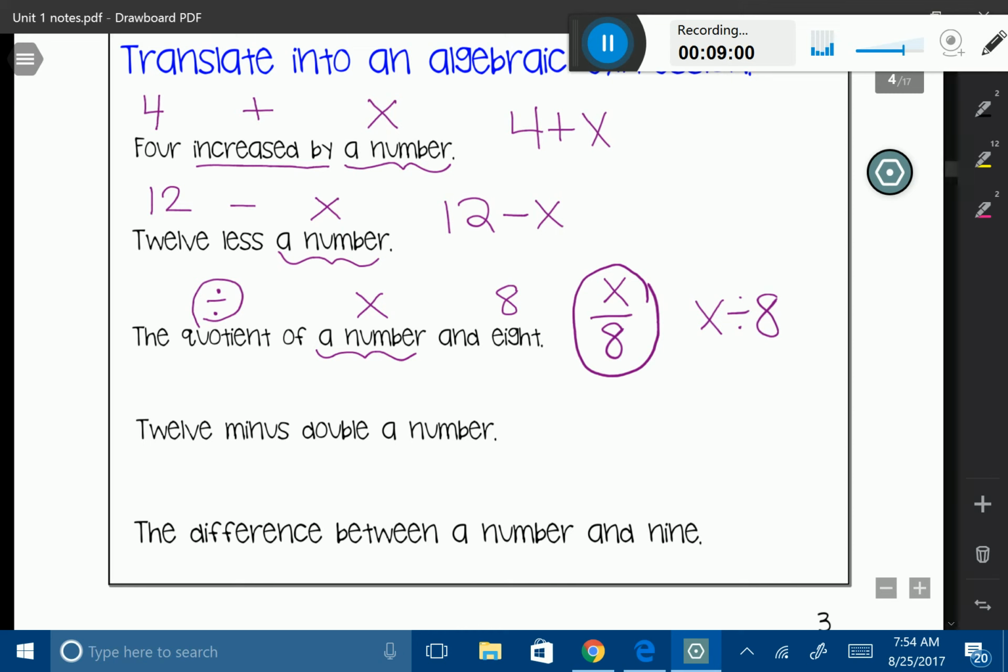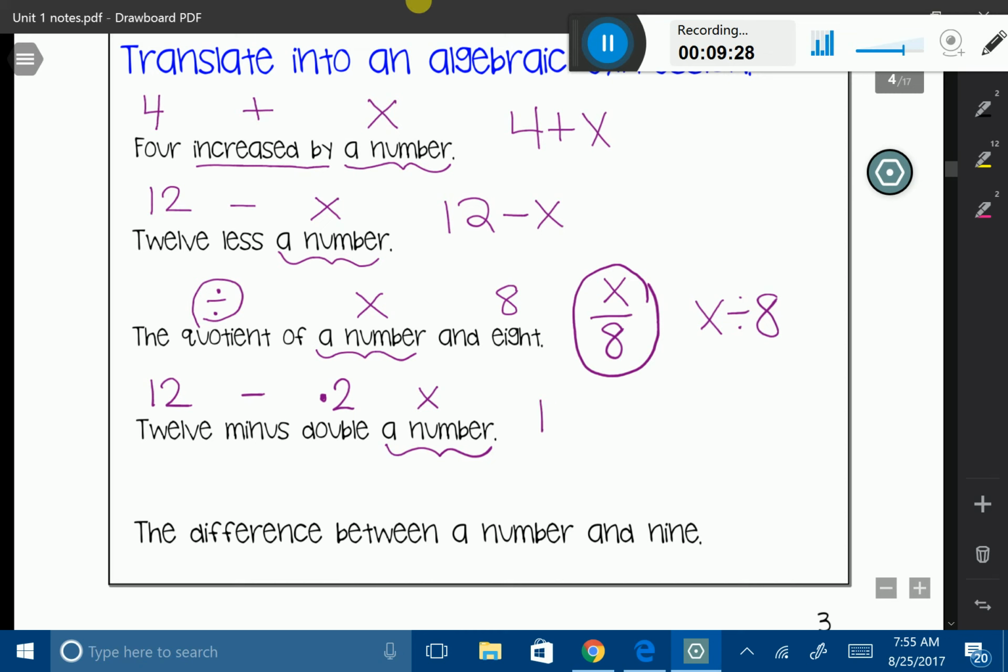12 minus double a number. Okay, let's go ahead and annotate. 12 minus double. Double's that multiplication word. We also know that when you double something, you multiply it by 2. So I'm actually going to do this. I'm going to say times 2, just so I know that double means times 2. And then I'm going to say, okay, a number, which is x.